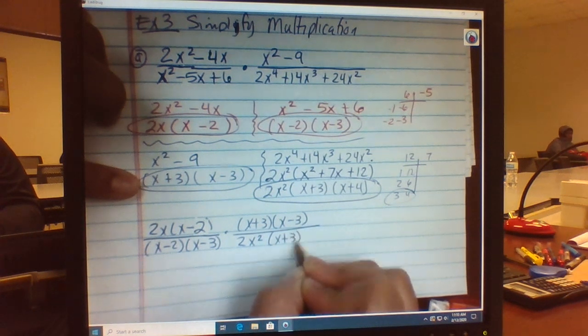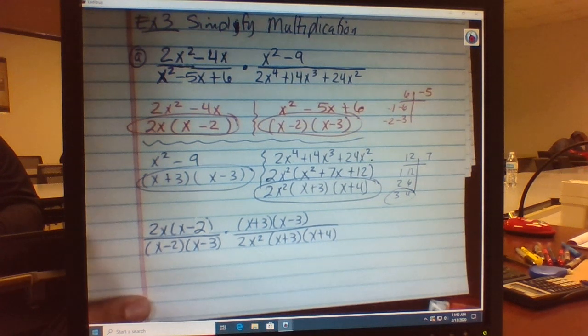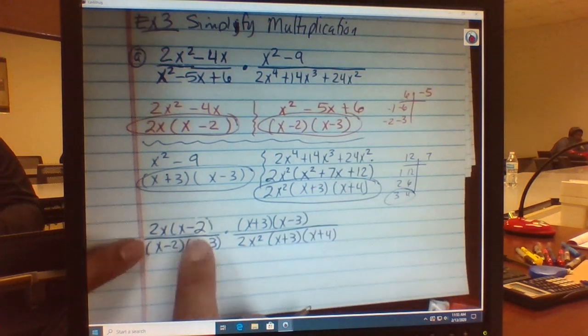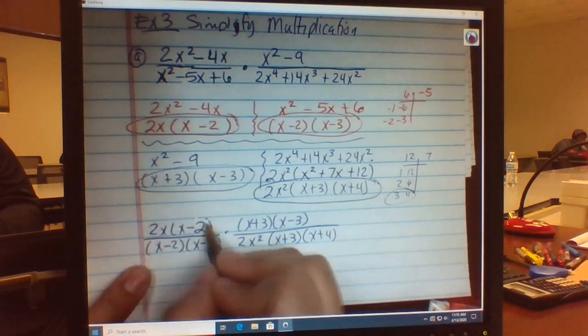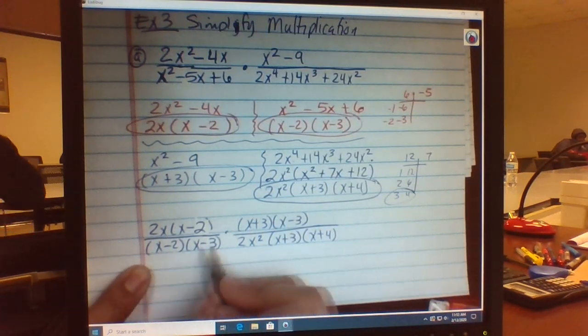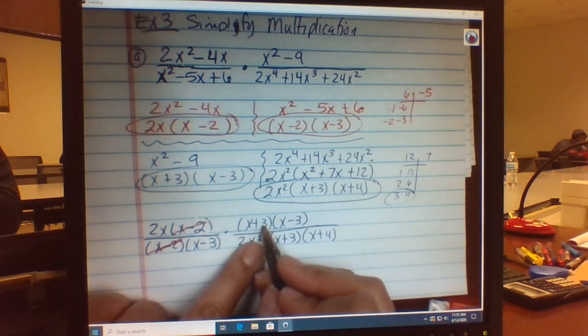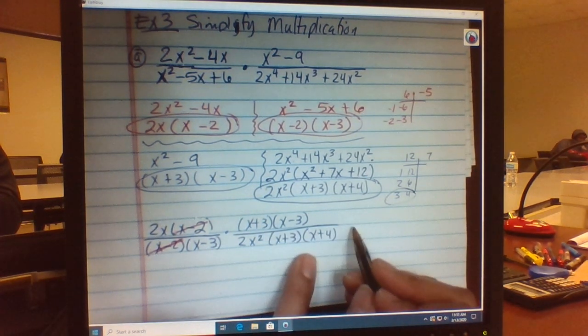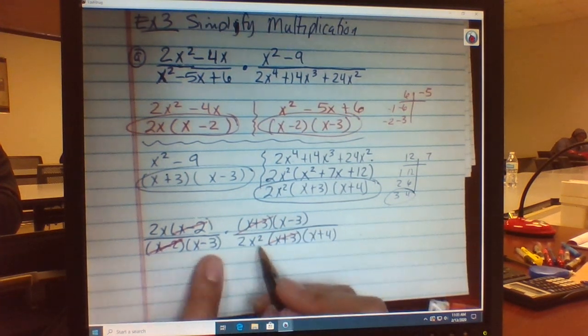When it comes to problems like this, I need you to understand that it doesn't matter if they're directly one on top of the other, as long as it's top and bottom, it doesn't matter which fraction it is. If it's the first one or the second one, they could be 1 and 1. So here I have an x minus 2, and I look at the bottom, is there an x minus 2? Yes. I have an x plus 3 on top, is there an x plus 3 on the bottom? Yes. I have an x minus 3 on top, is there an x minus 3 on the bottom? Yeah.